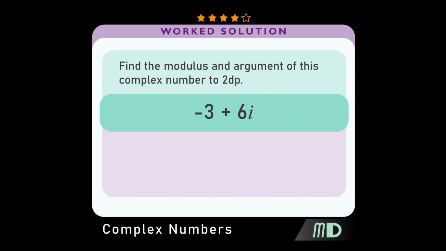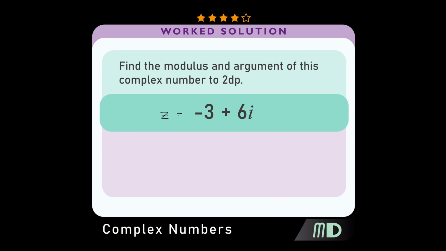Finding the modulus of a complex number is a 3-step process. First, we need to square the real and imaginary parts of the complex number. Then, find the sum of those values before taking its square root. The complex number we've been given is -3 + 6i, and we're going to call this z.